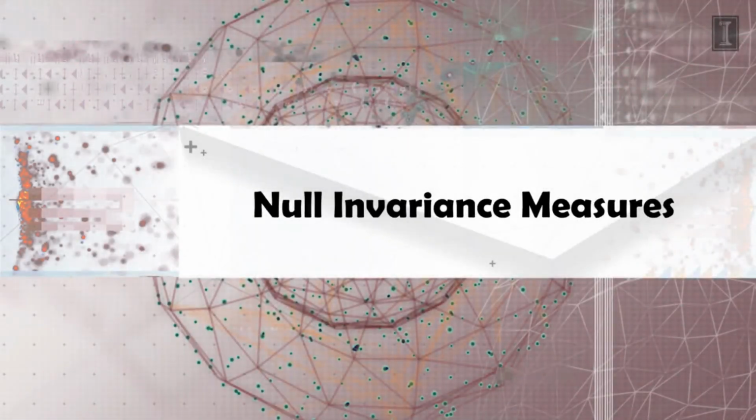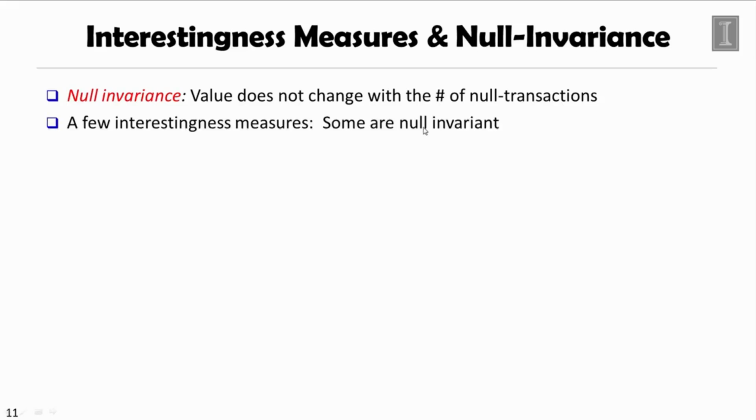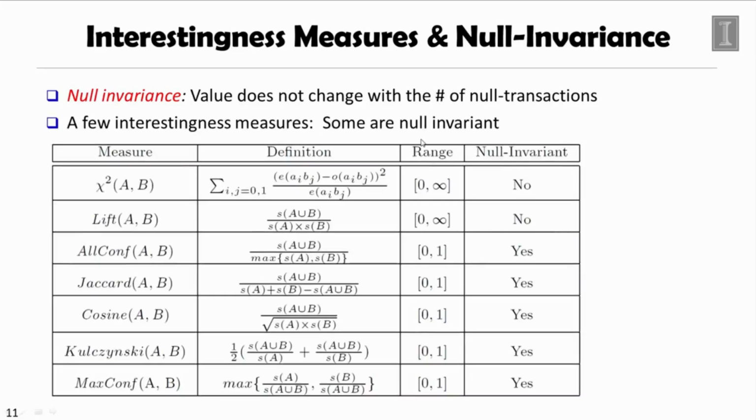We have already seen lift and chi-square may not be very good measures for examining transaction data that contain lots of null transactions. So what we would like to see is what are good measures, ones that are not influenced much by the number of null transactions. Let's look at those different measures. Some measures have a property called null-invariance. That means their values do not change with the number of null transactions.